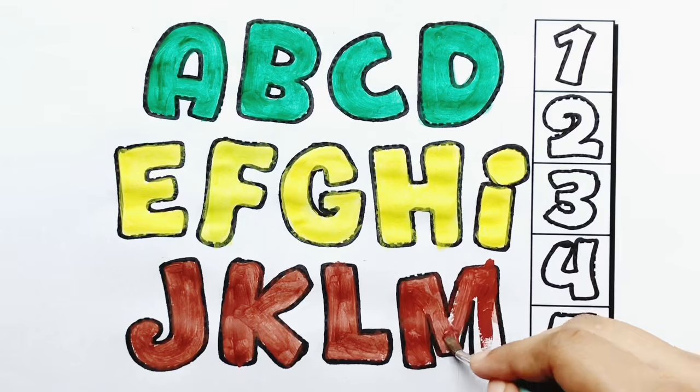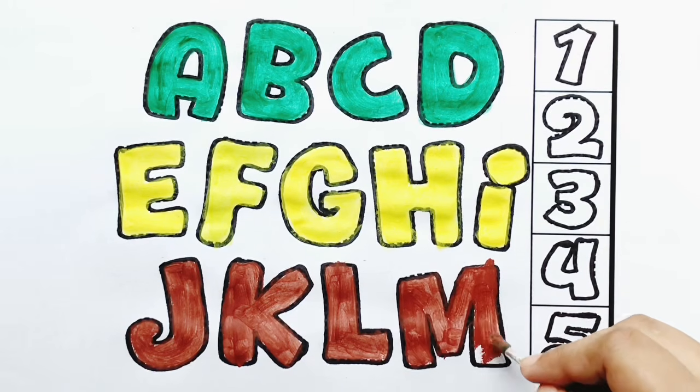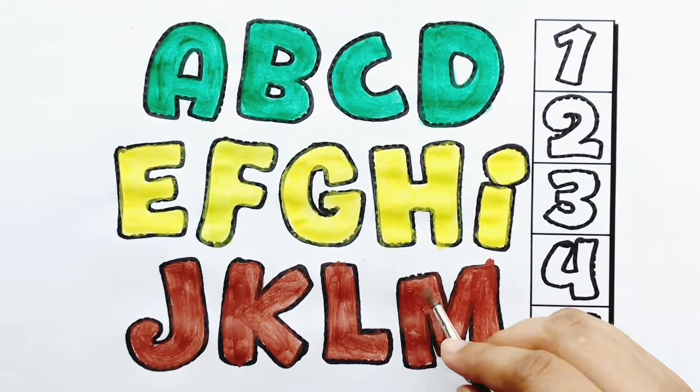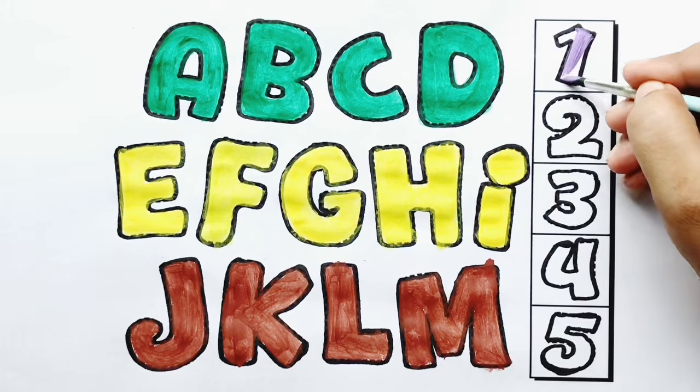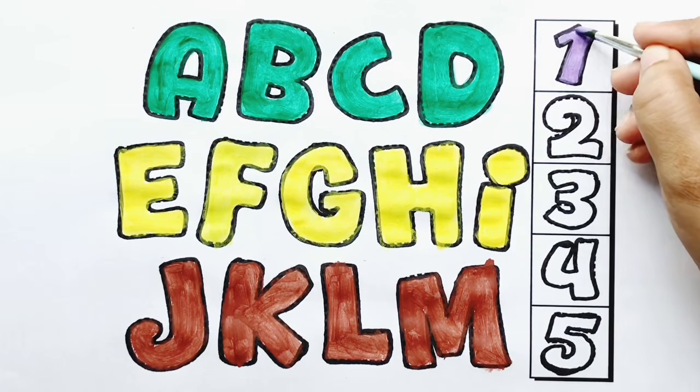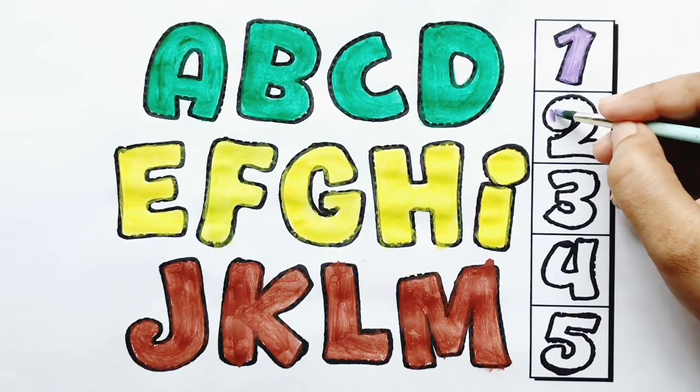A, B, C, D, E, F, G, H, I, J, K, L, M, N, O, P, Q, R, S, T, U, V, W, X, Y. Purple color. Number 1. Now I know my ABCs. Next time, won't you sing?